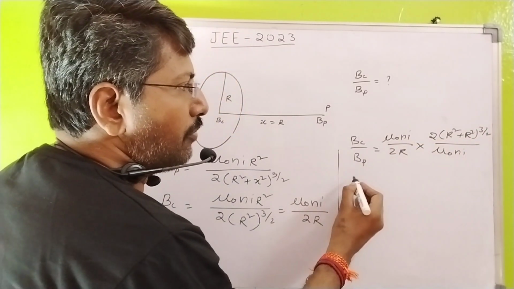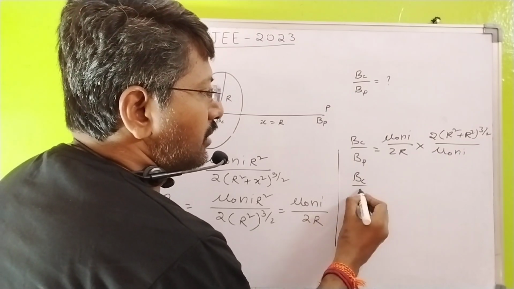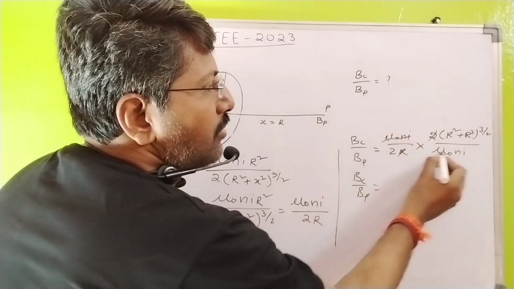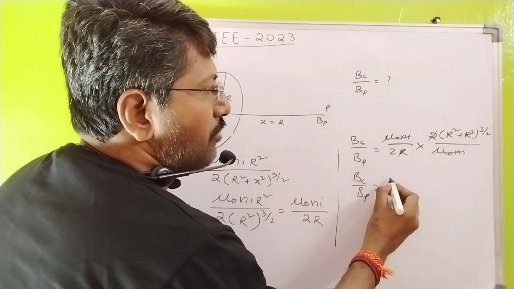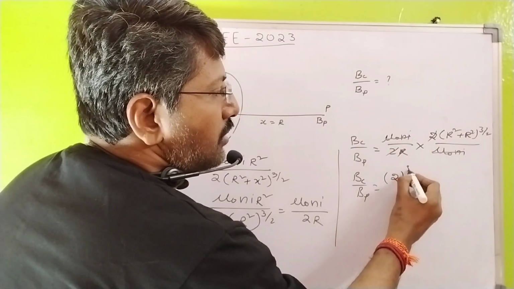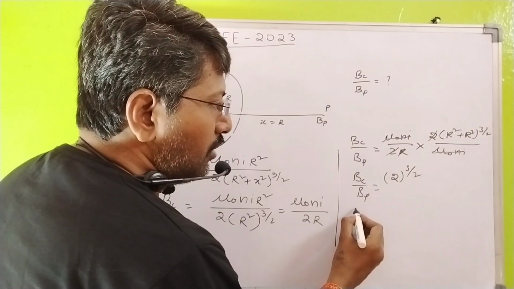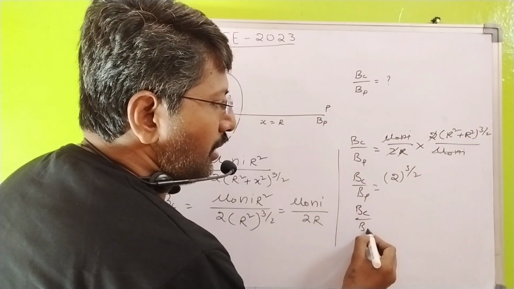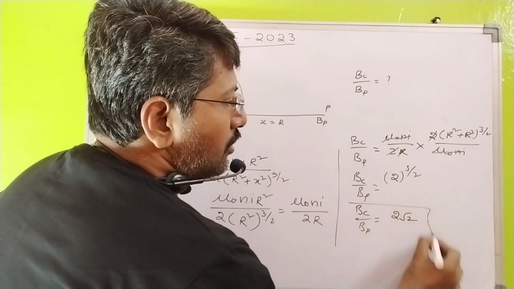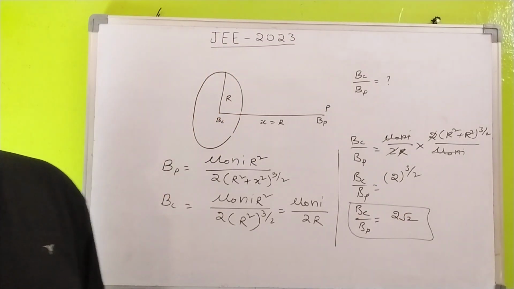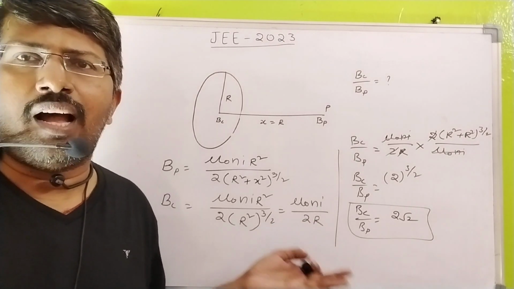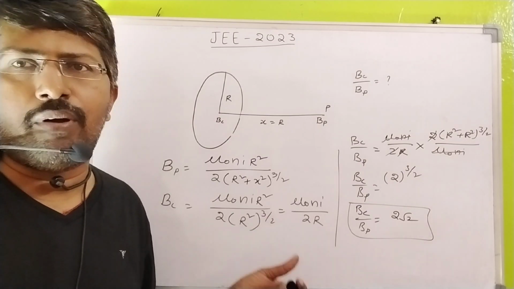After simplification, BC by BP is equal to, here 2 cancels, this value cancels. So this value can be written as 2, this one also cancels, 3 by 2, like this only. So BC by BP is equal to simply 2 root 2. So this is your answer. Okay, this is a very easy problem. If you see classwork and other materials also, definitely you will get the same type of question.